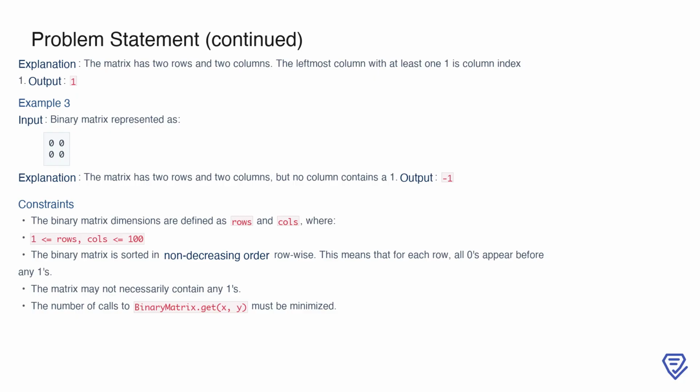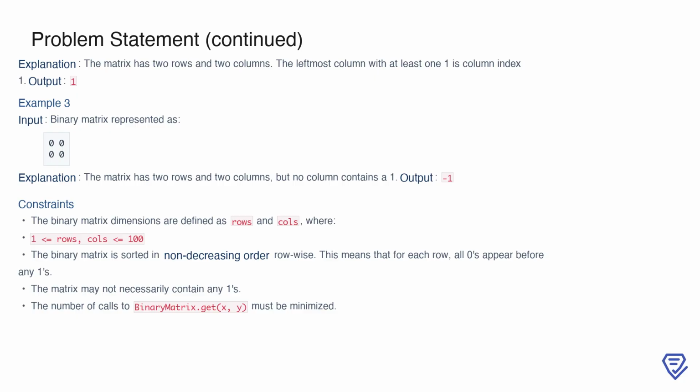Continuing with the examples, let's look at a matrix where no column contains a 1. This matrix also has 2 rows and 2 columns, with both rows being 0, 0. Since there isn't a single 1 in the entire matrix, the output is -1. As you can see, the problem requires careful handling of edge cases, particularly when no 1 exists.